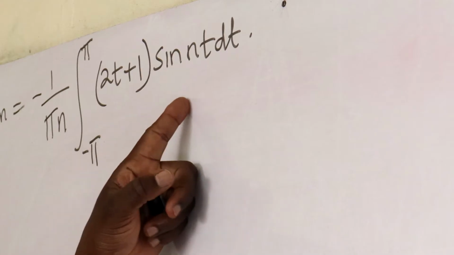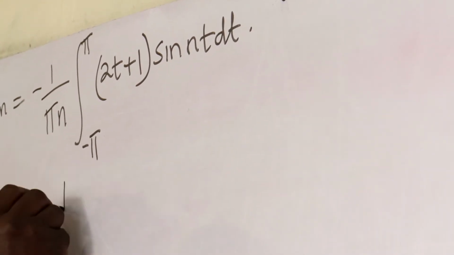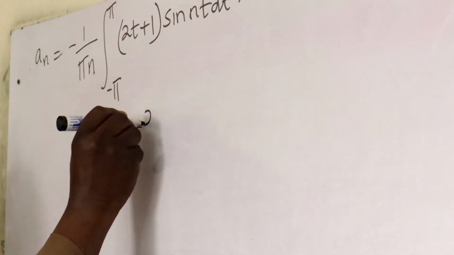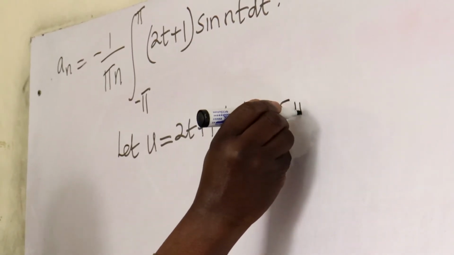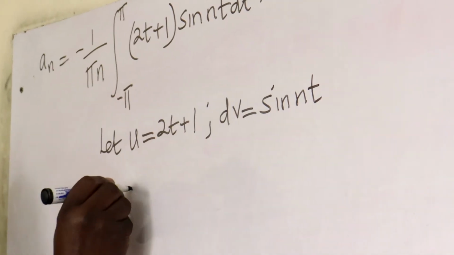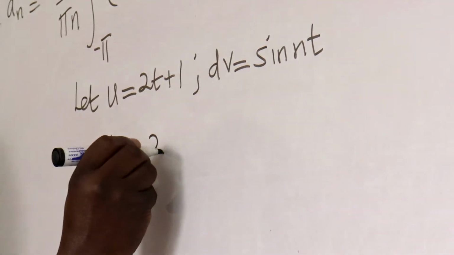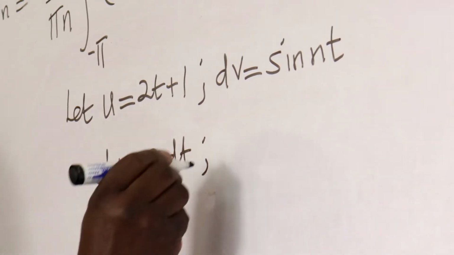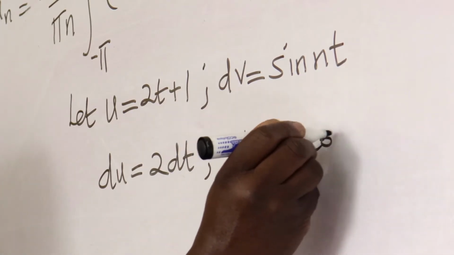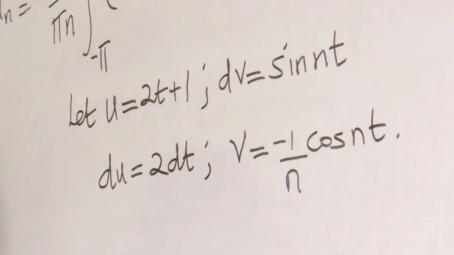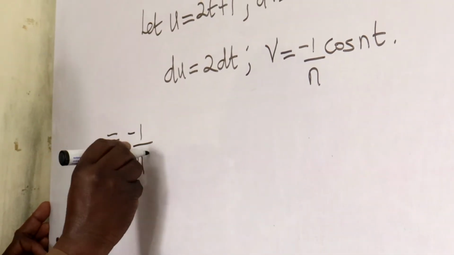Here we need some integration by parts. So we let u be 2t plus 1, and we let our dv be equal to sine nt. So du will be equal to 2 dt. And our v will be equal to minus 1 all over n cos nt. If you integrate a sine, you get a negative cos, but you have to divide by the coefficient of t. So that is it. So our a n will then be equal to negative 1 all over pi n.